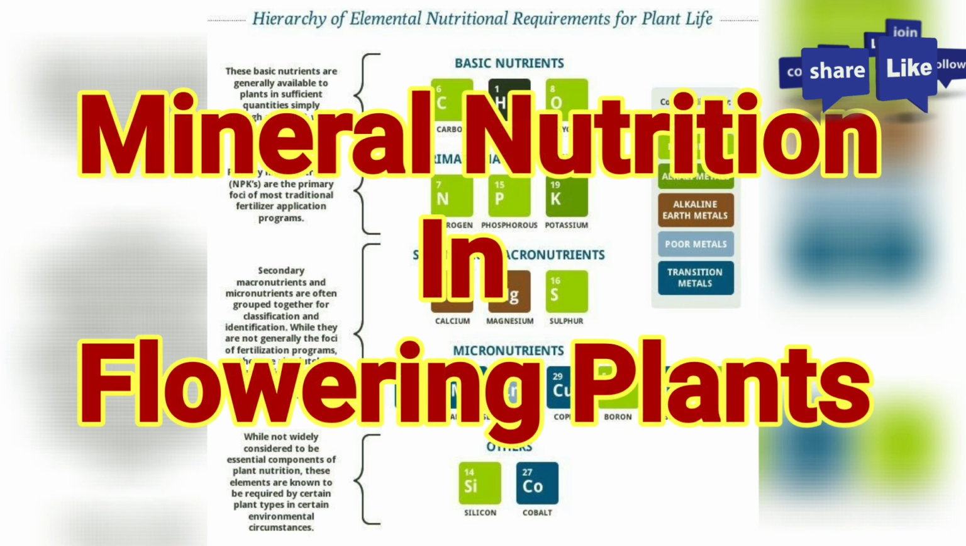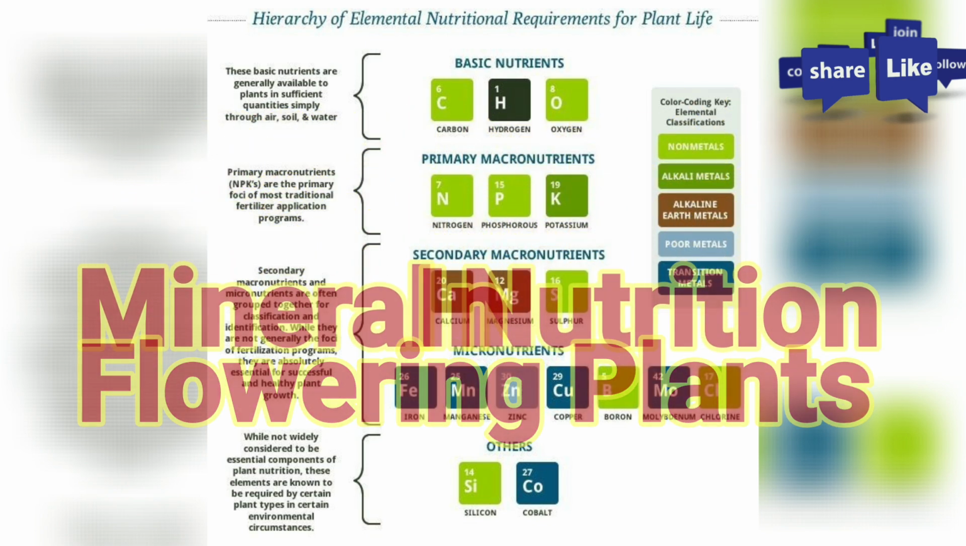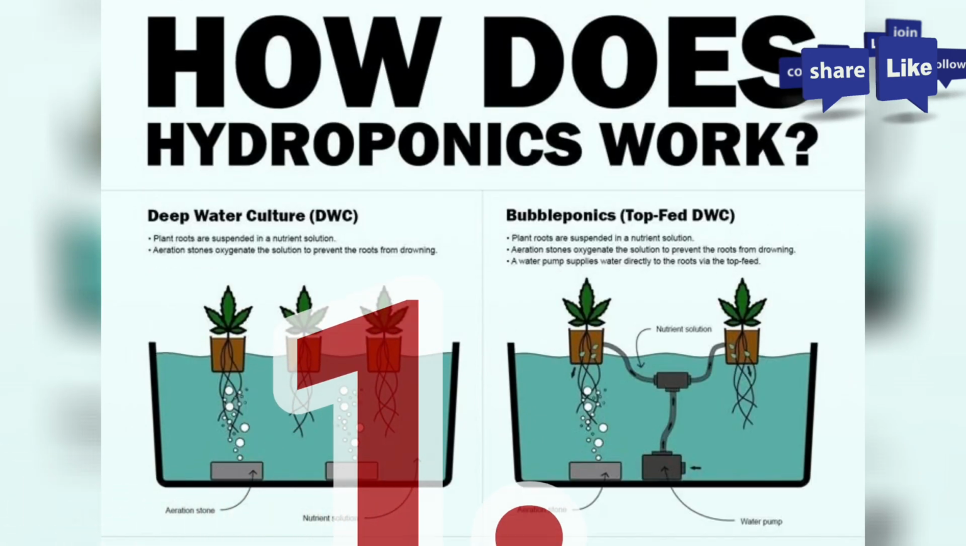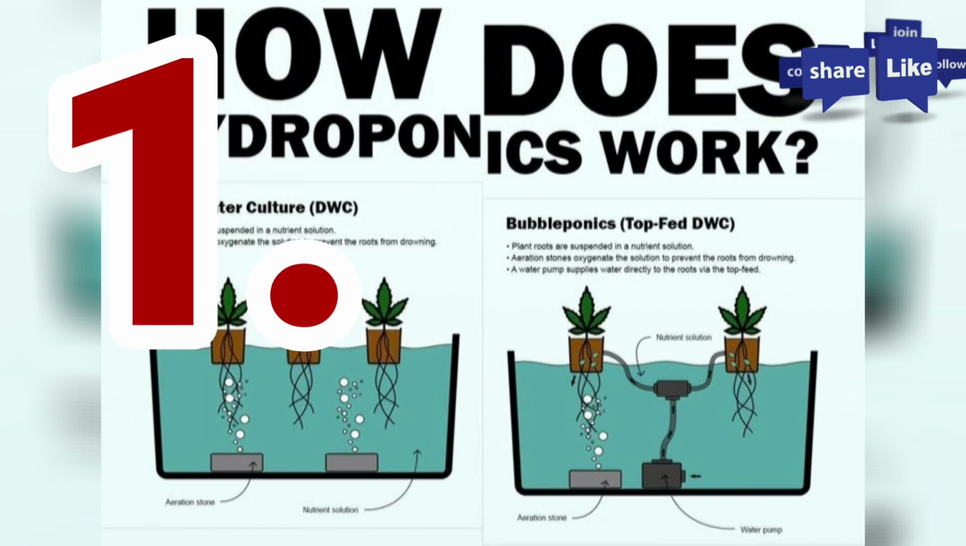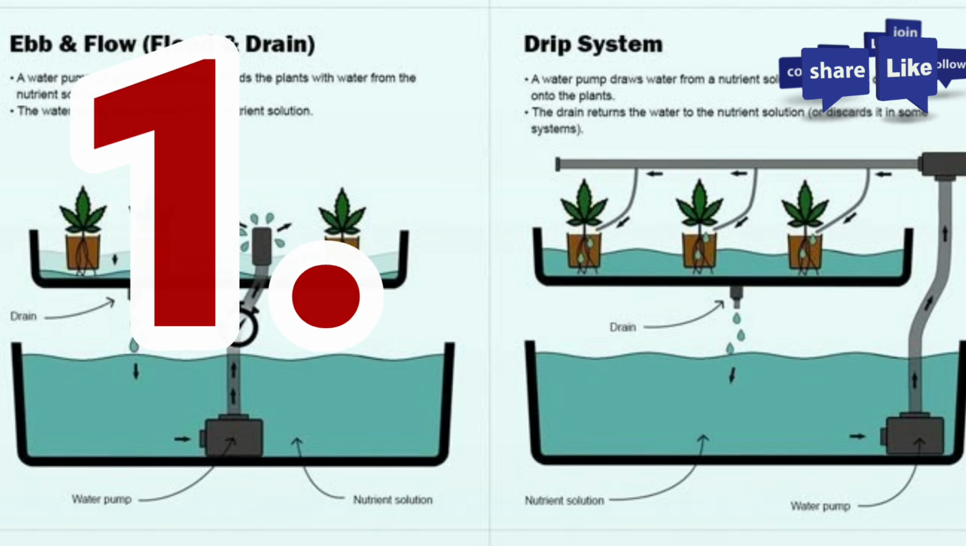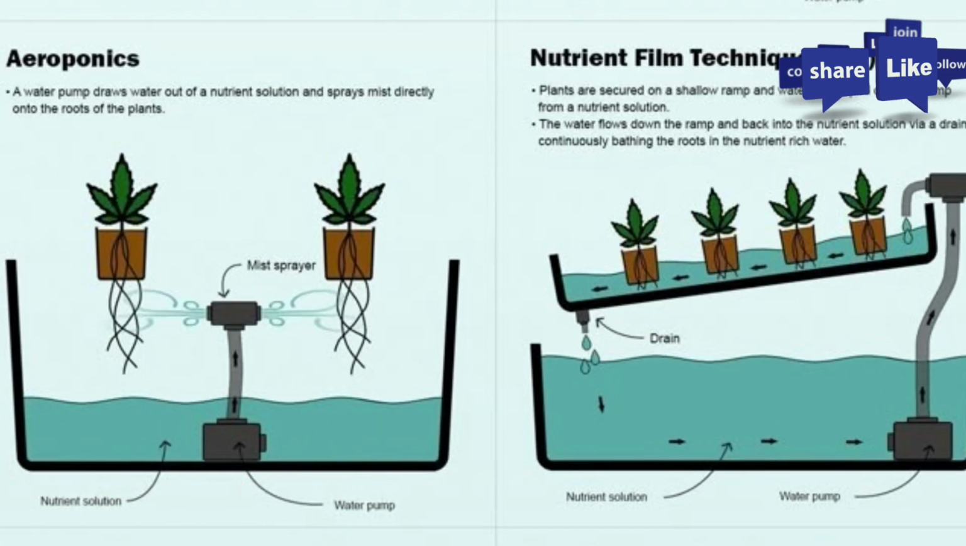Let's begin the quick review of mineral nutrition. Do you understand what hydroponics is? Hydroponics is the technique of growing plants in a nutrient solution. This concept was first demonstrated by the German botanist Julius von Sachs.